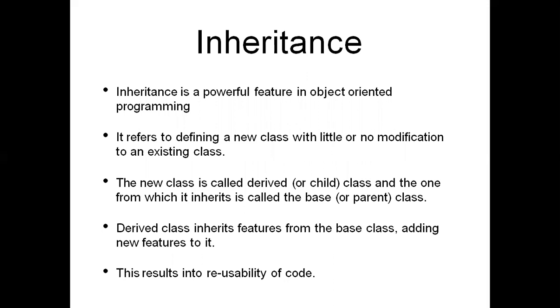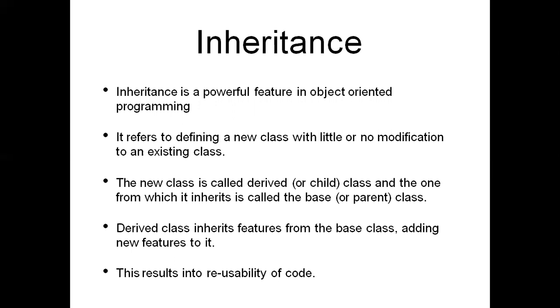Inheritance is a very powerful feature when we talk about object-oriented programming. It refers to defining a new class with little or no modification to an existing class. The child class or the subordinate class is derived from the base class, or better called the parent class. The derived class inherits the features from the base class. We can further add new features to it.